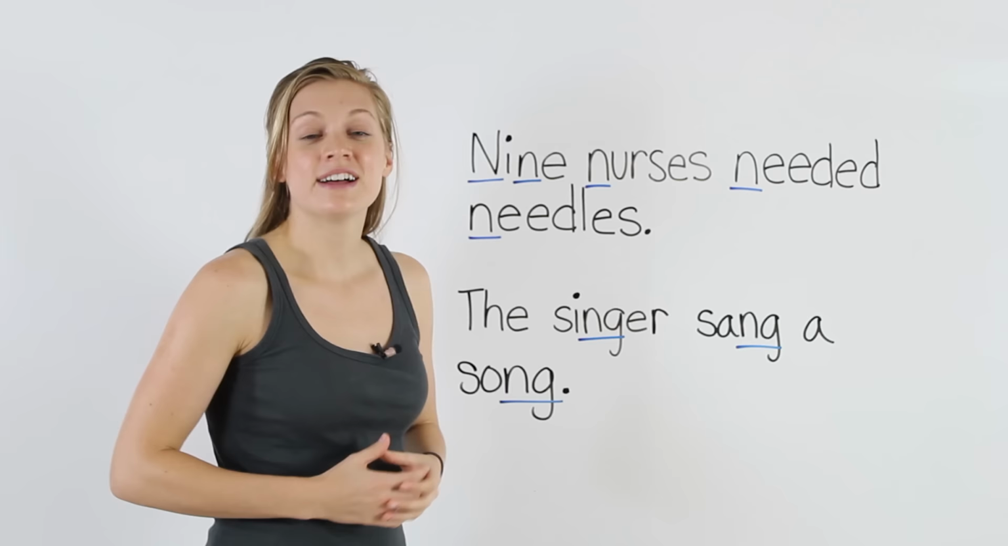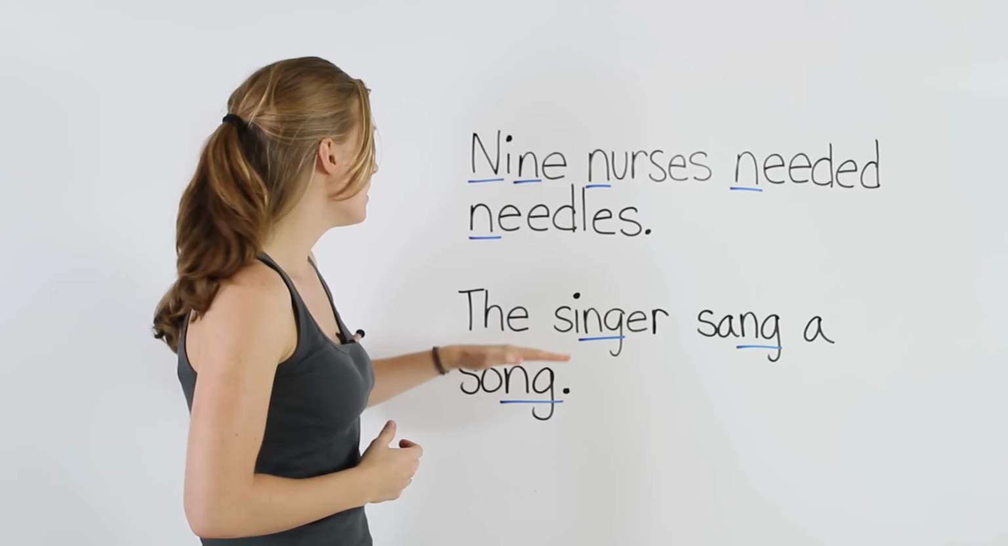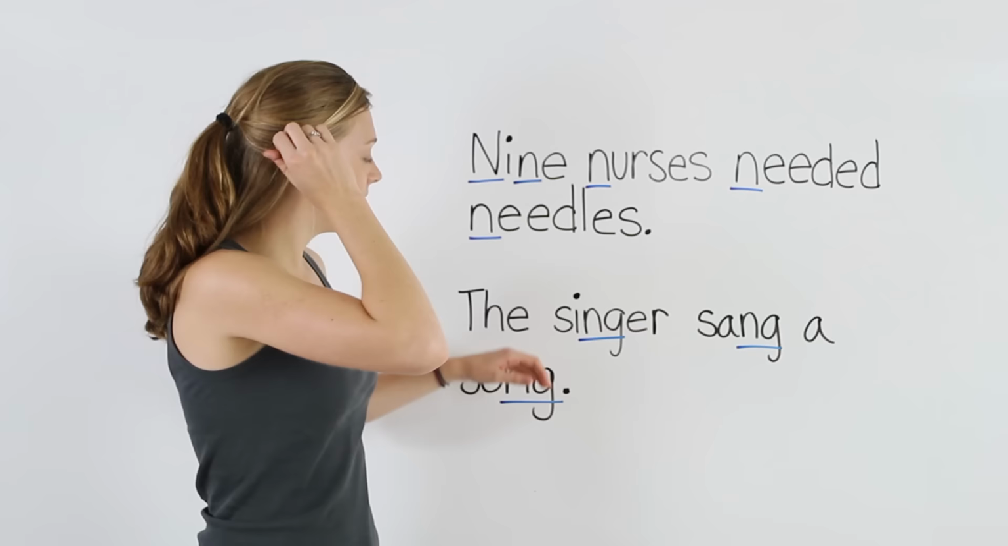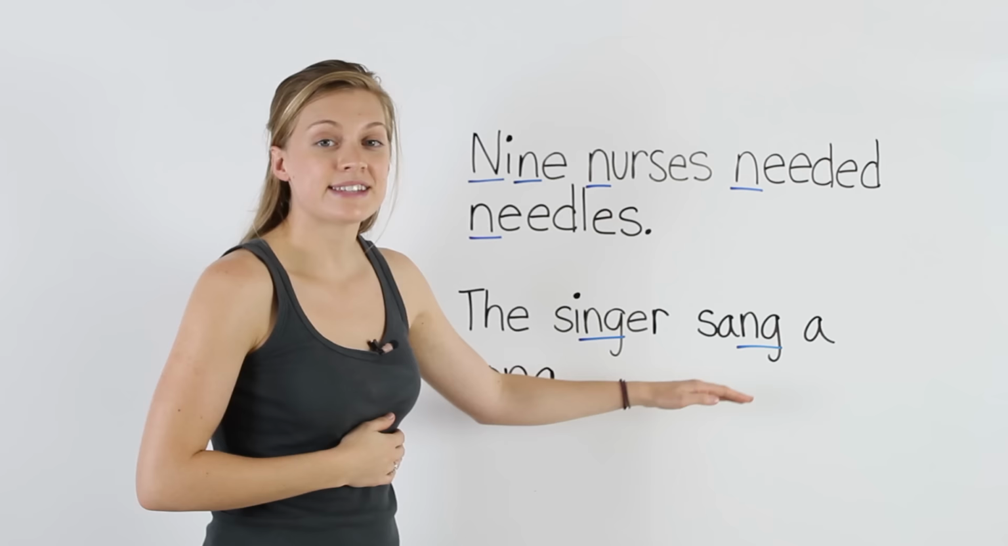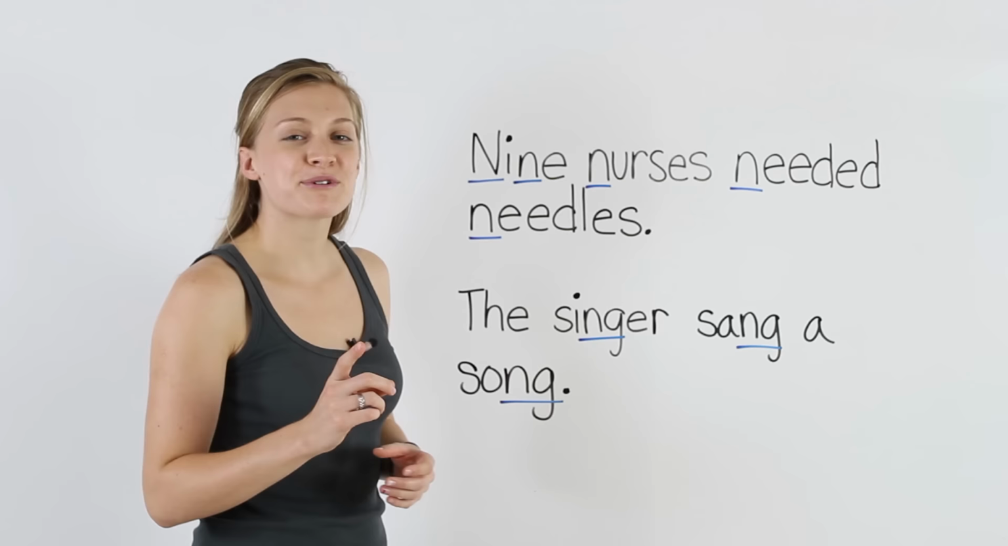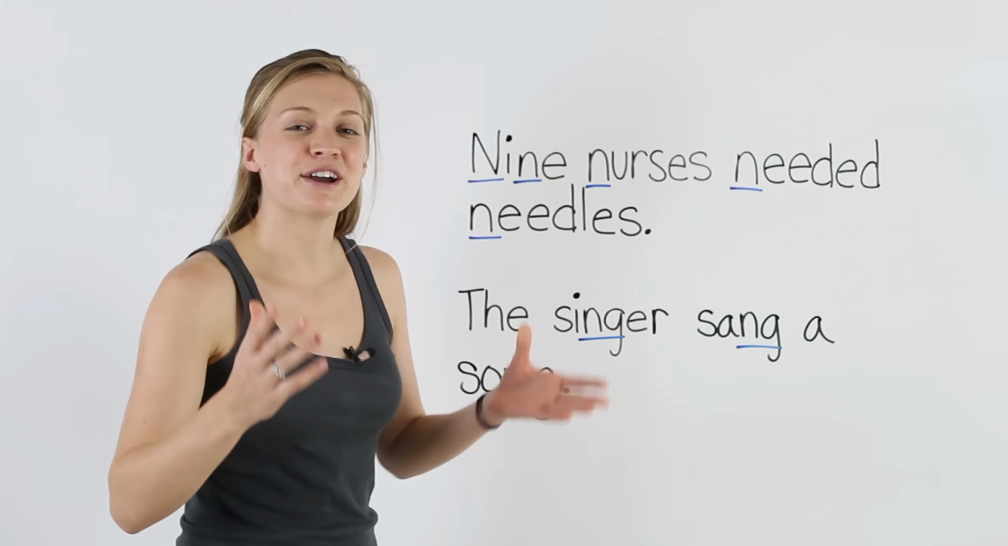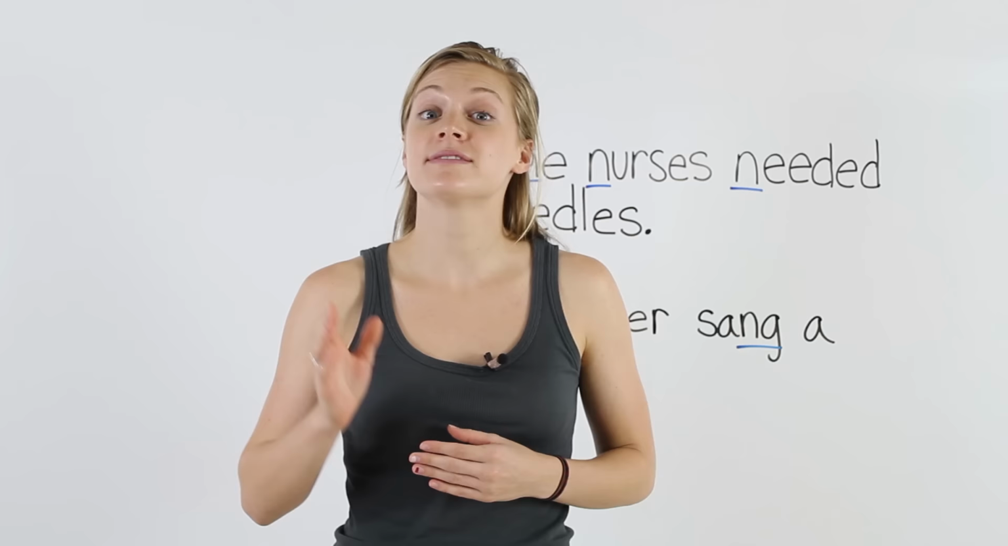Let's look at the second sentence, which shows us the NG sound, ng. The singer sang a song. Now you try. Repeat after me, but very slowly. The, singer, sang a song. One more time, but all together and a little bit faster. The singer sang a song. Now you try. I hope you did well. Now you know the difference between the N sound, N, and the NG sound, ng. See you next time.